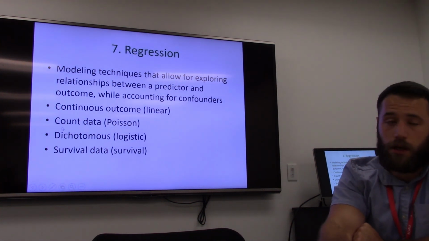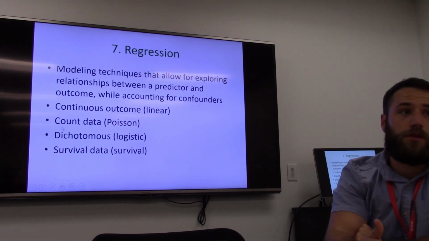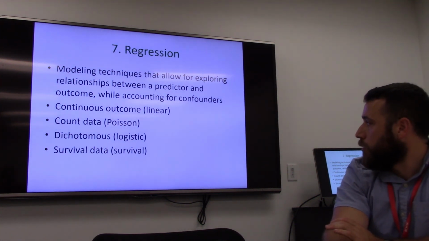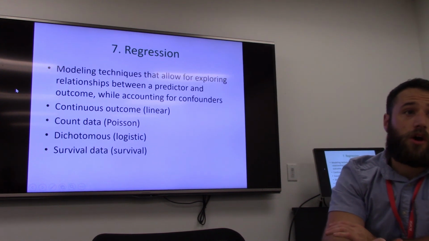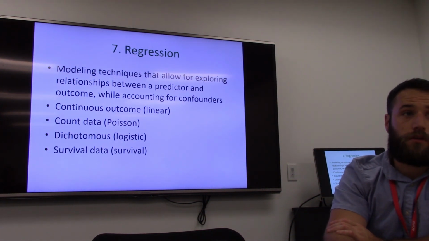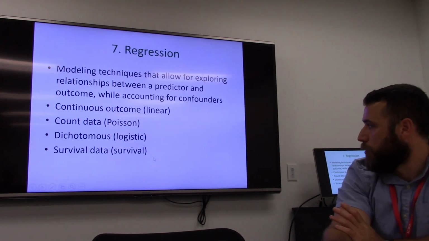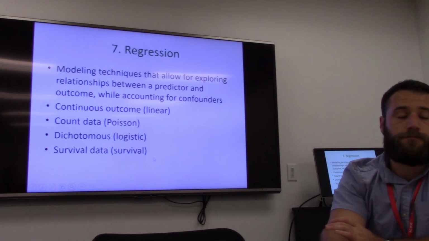If you're looking at count data, so number of injuries, you really should be doing a Poisson regression. For dichotomous outcomes, you're going to look at a logistic regression, and for survival data, you're always going to do a survival analysis. And that's pretty much it. Any questions?